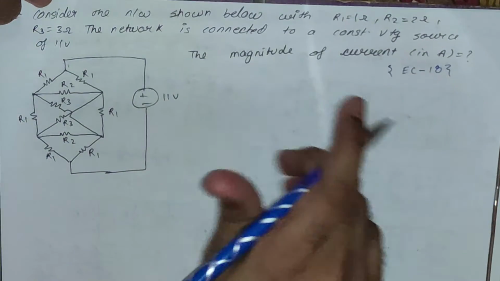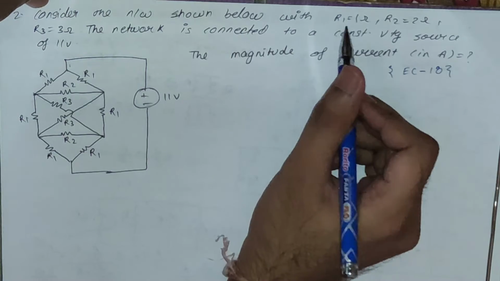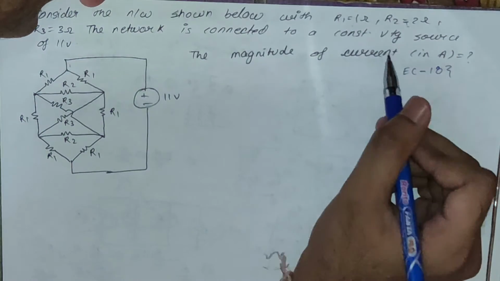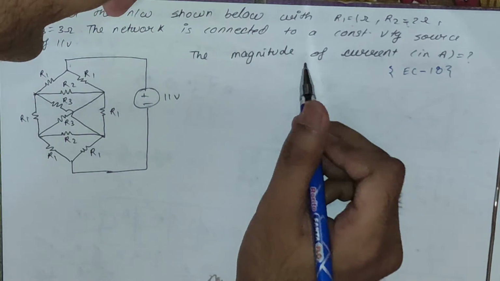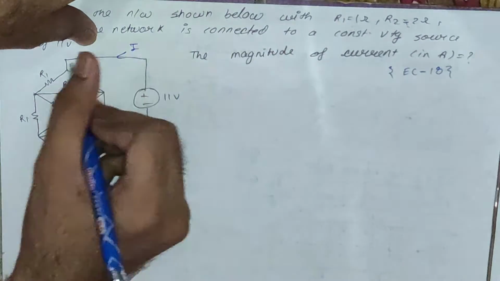Now let's see this sum. This is from EC 2018. Consider the network shown below. R1 is equal to 1 ohm, R2 is 2 ohm, R3 is 3 ohm. The network is connected to a constant voltage source of 11 volt, and the question is to find the magnitude of the current in ampere. Basically we want the current flowing through this path.